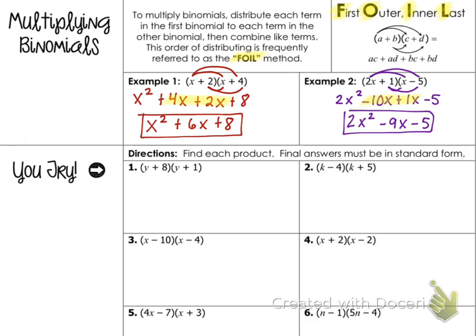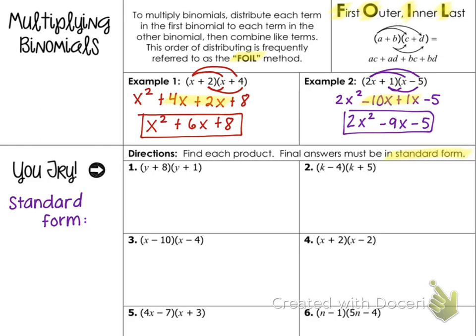Okay, notice how both of these are in standard form. Remember, standard form is the greatest degree to the least degree. So this has x squared, x to the first, no x's, x squared, x to the first, no x's. Okay, so find each product. Final answers must be in standard form.